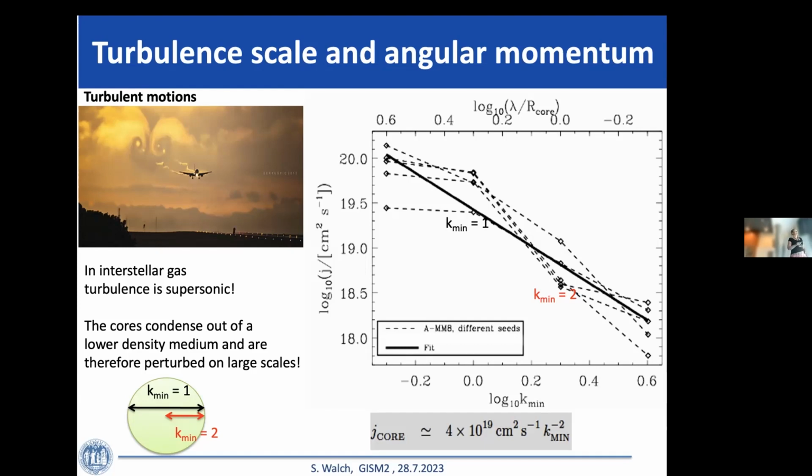And it turns out that it actually matters how much specific angular momentum you generate in your initial condition, depending on how you introduce your turbulence onto the core. It's actually logical if you think about it. If you perturb on a very large scale, the largest scale, then you have one big solenoidal mode, so to say, on the core.